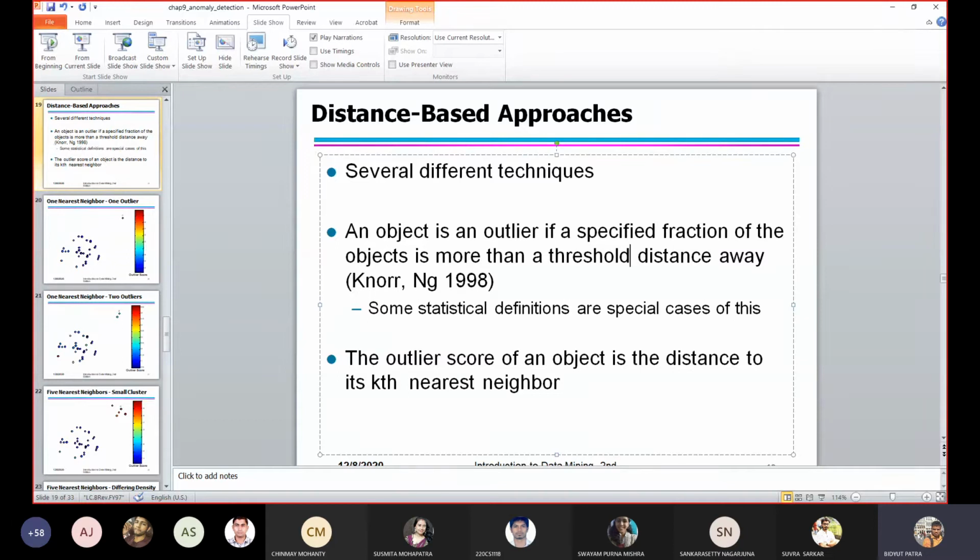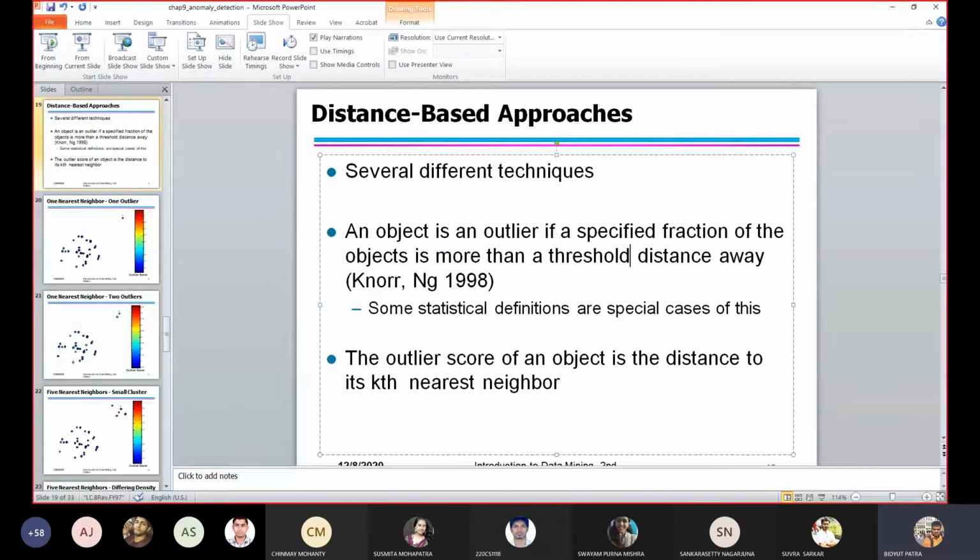Then the outlier score of an object is the distance to its k nearest neighbor. This is another direction, as I said, the problem can be tackled in different ways. One is saying whether this object is an outlier or not. Another way is that for each point there will be a score, and based on the score we can say whether this point is an outlier or not. If its score is high, then this point will be an outlier, and the rest of the points will not be called outliers. So the outlier score of an object is the distance to its kth nearest neighbor.